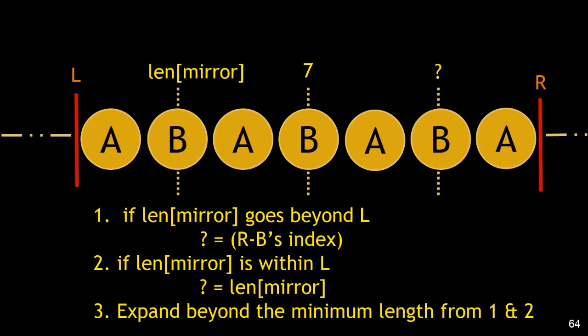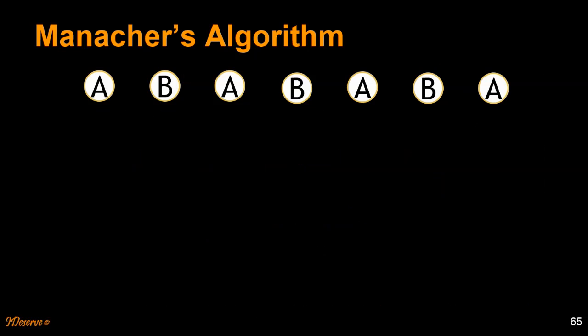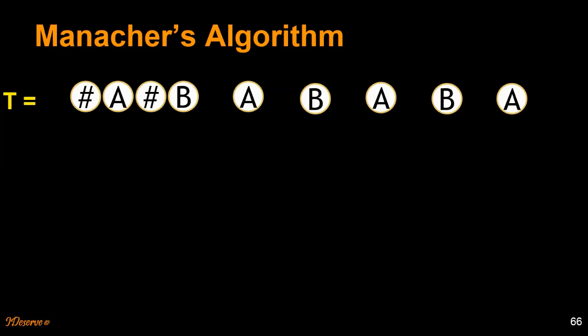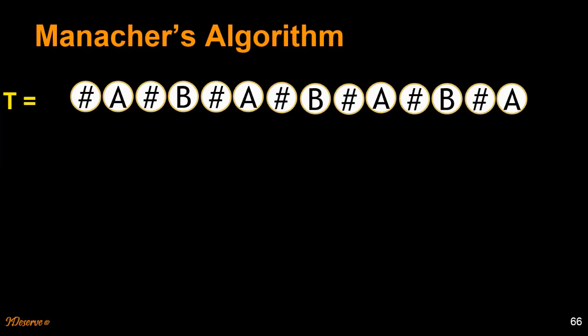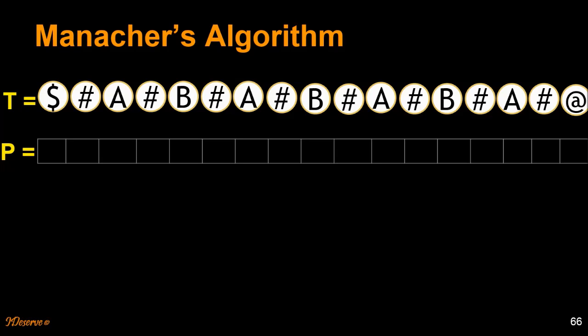Okay, let's go through the code of Manacher's algorithm. What we are going to do is transform this string into another string like this by adding hashes in place of empty spaces, just to consider the case of even length palindrome. And we have some characters to demarcate the start and end of the string. We also have an array which tracks the lengths of the palindromes at each center.